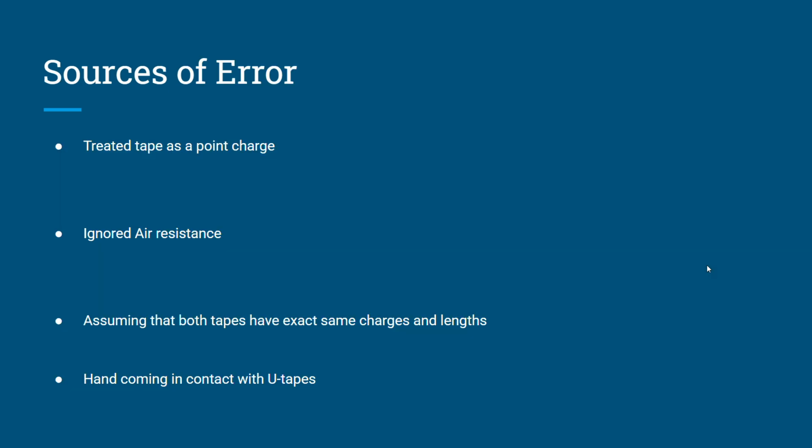Sources of error: we treated the tape as a point charge instead of a real-world scenario where the charge is distributed throughout the piece of tape. We also ignored air resistance and assumed it to be negligible, which could have possibly impacted our calculations. We also assumed that both tapes have the exact same charges and lengths, which is safe to assume because the difference would not be too drastic. However, it is still a very possible minimal source of error.